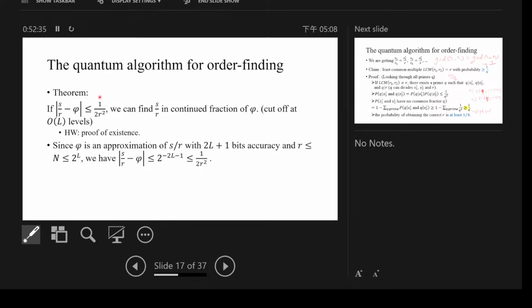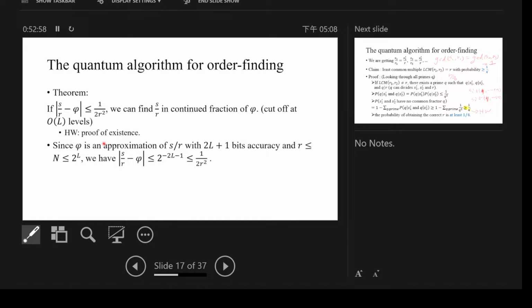They are close up to this order R squared factor. So we want to have our psi calculated to pretty high precision. You see the precision is actually R squared, so about N squared. So actually we need to calculate psi to very high precision, so maybe 2L bits.